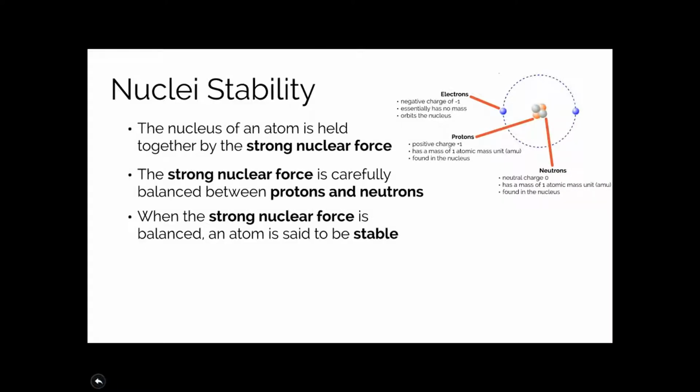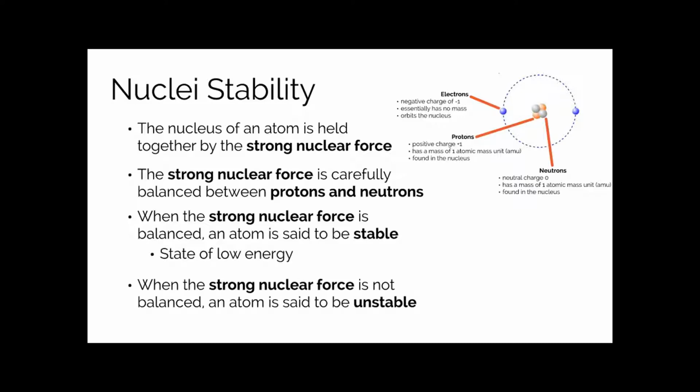All right, so now when you have that strong nuclear force and it's balanced, then you can call that atom stable. We saw that in the simulation a little bit. And so this gives the atom a state of low energy. That means it's not going to change unless there's a very good reason for it.